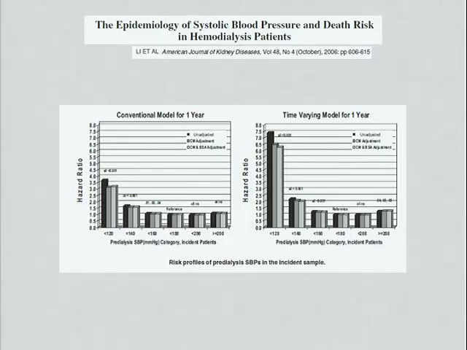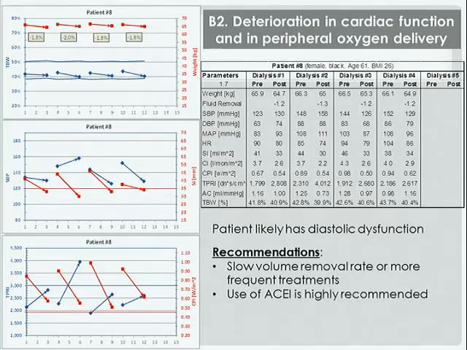The epidemiology of systolic blood pressure. Low blood pressure is a good indicator of future mortality. In other words, the lower the blood pressure, the worse the outcome. So we can't be confused about blood pressure being good in a dialysis patient. It almost always means that there's cardiac damage.